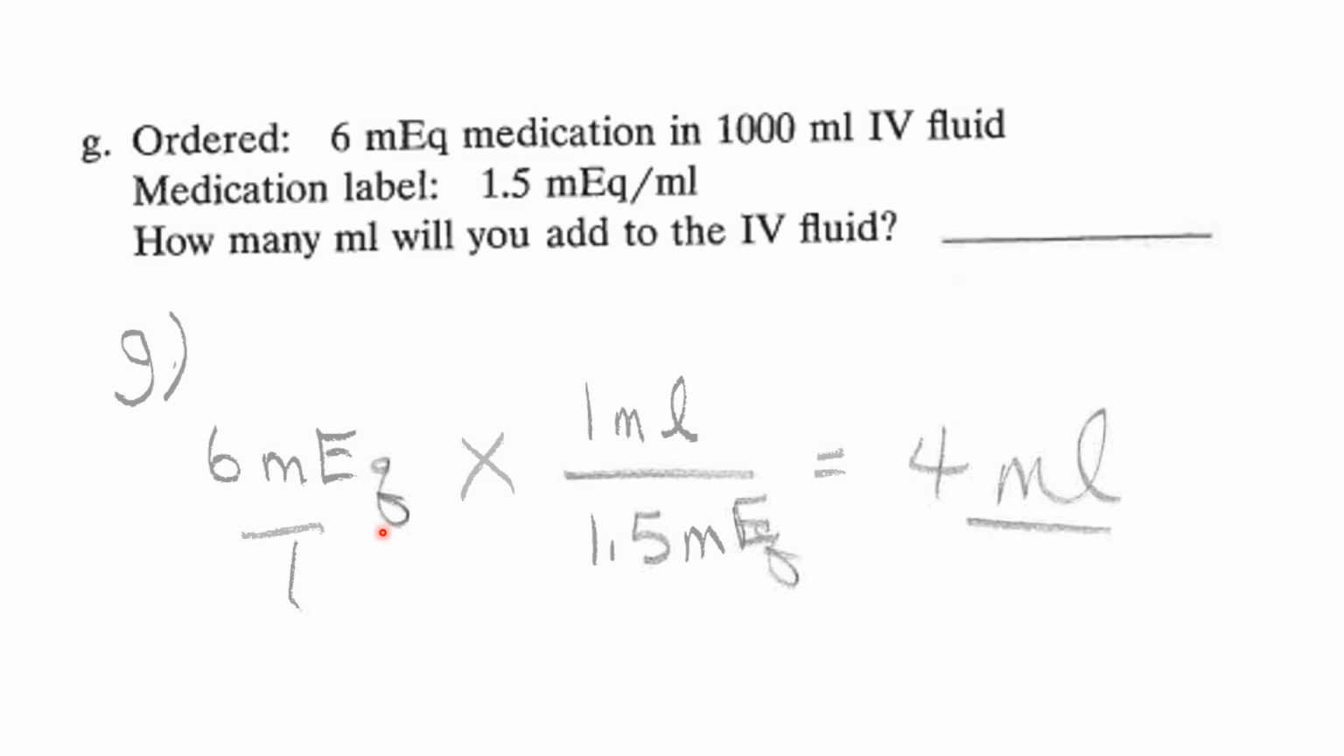And so we take 6 milliequivalents and we multiply by 1 milliliter per 1.5 milliequivalents. That was the medication label. The milliequivalents cancel, and you get 4 milliliters.